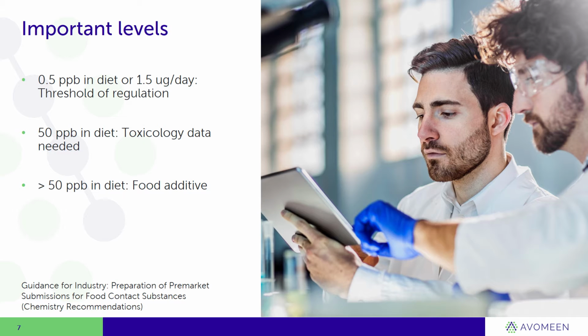Between half a part per billion in the diet and 50 parts per billion in the diet, you have to do some petri dish toxicology, Ames and chromosomal aberration testing, just to ensure that there isn't an issue with what is migrating out. However, above 50 parts per billion in the diet, the FDA now considers this a food additive, and now you're in the regime of multi-generational feeding studies of rodents.